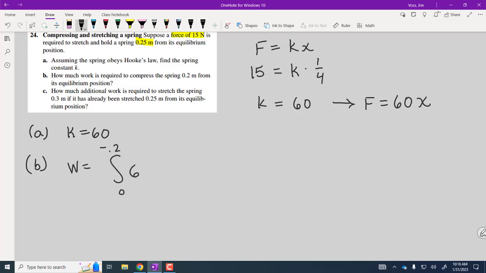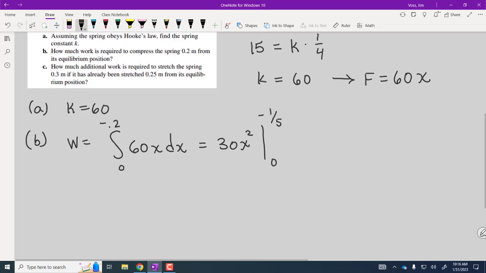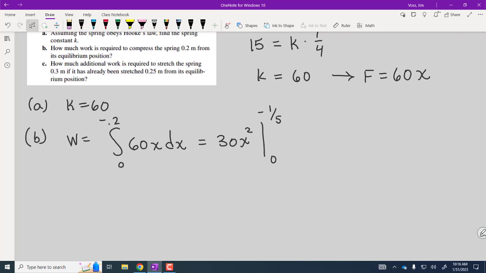And then we put in our force function. We integrate with respect to x. That will be the work done. So we'll end up with 30x squared from 0 to negative 1/5. Let's write it as a fraction. And you can see right here, because of that square, whether you put a plus 1/5 or a minus 1/5, you're going to get the same work. So that's going to be 30 over 25. Divide out the 5. And we're dealing with newtons and meters, so you can call this a Newton meter, or you could use joule. Doesn't matter. Both are the same.